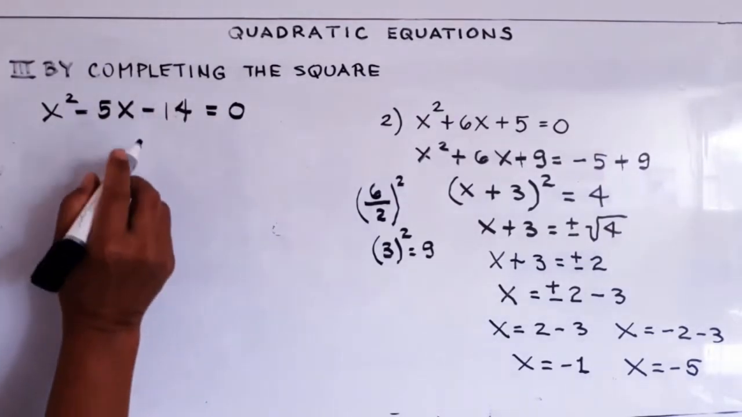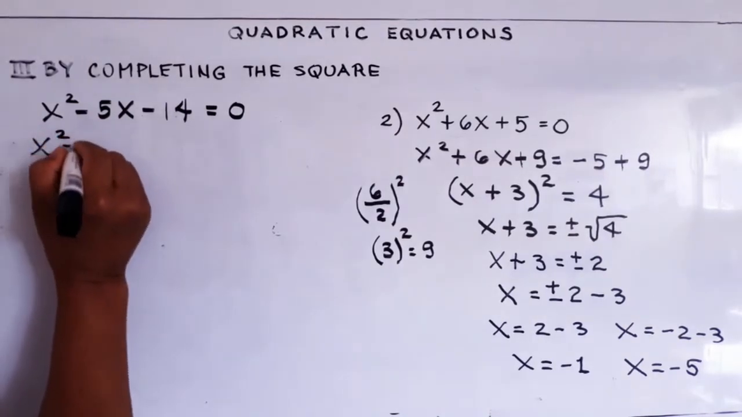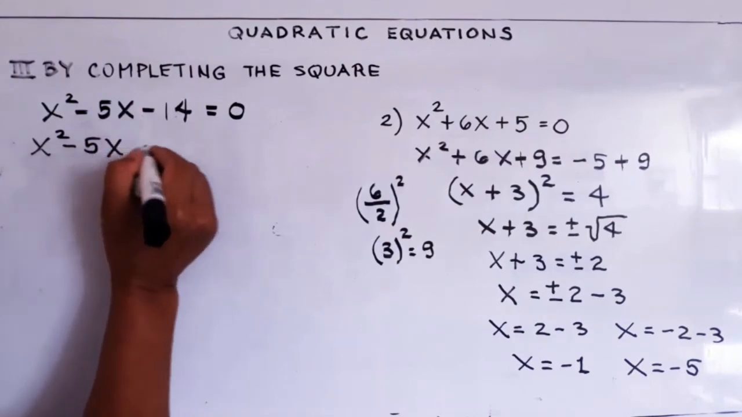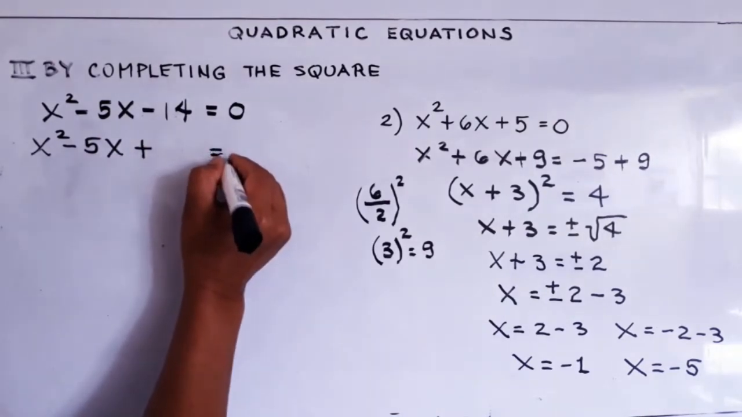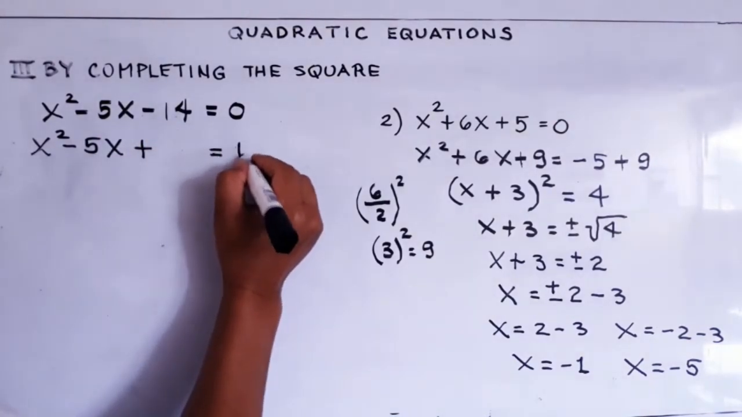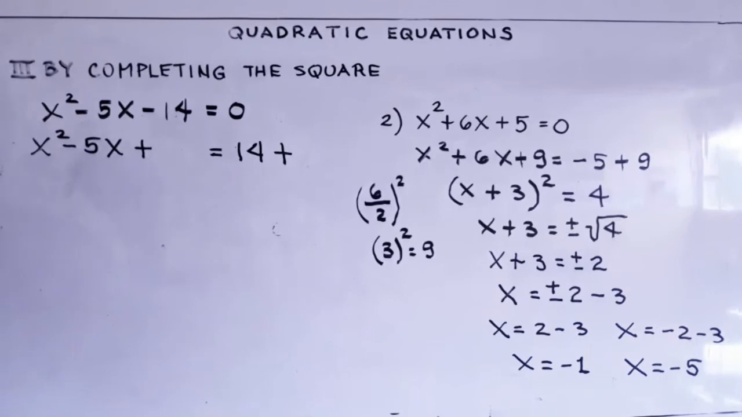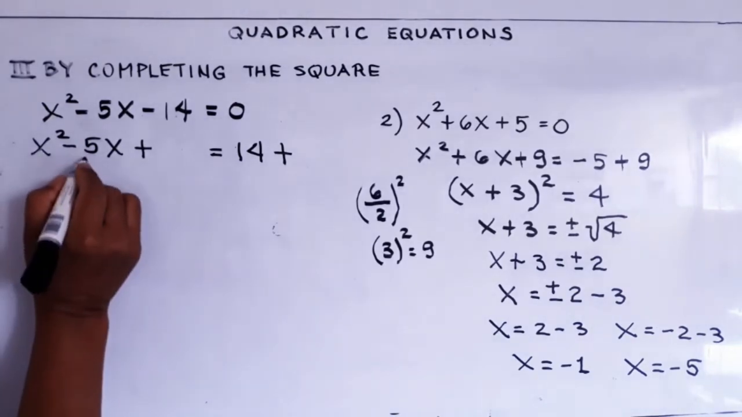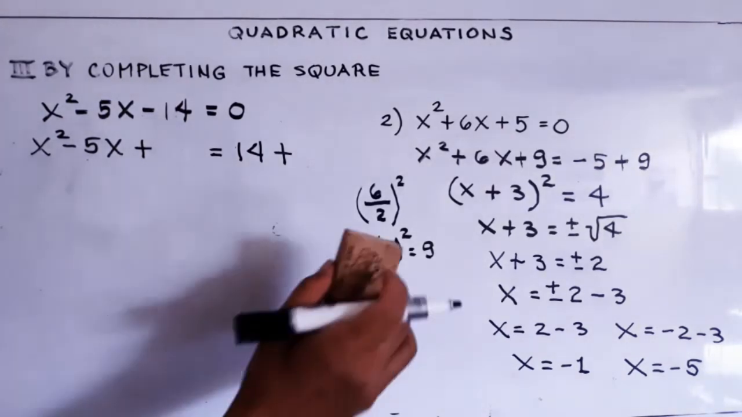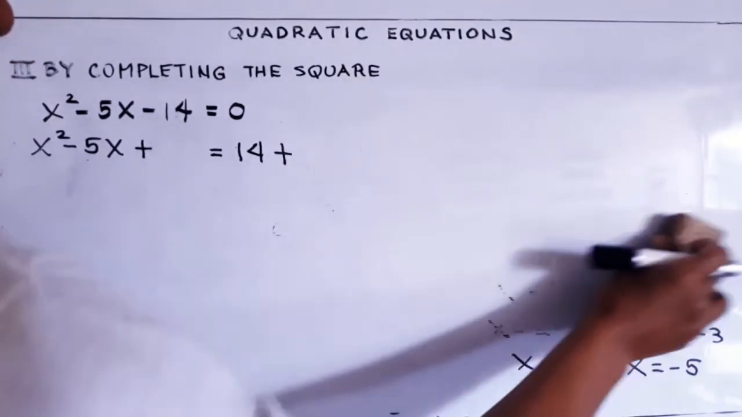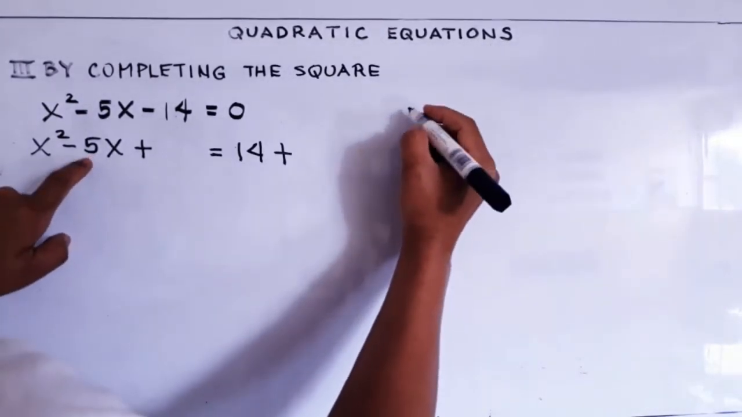So we transpose negative 14 to x squared minus 5x, and something to add here is equal to positive 14 on the other side, and we need something here also. Okay. So here we're going to get the 5. Okay. Maybe we can erase the other side also, so there's space to write our solution. So we get the 5 here.